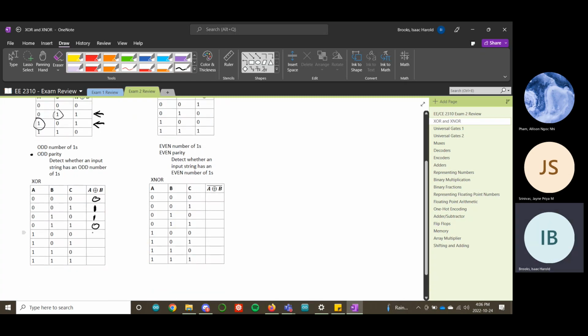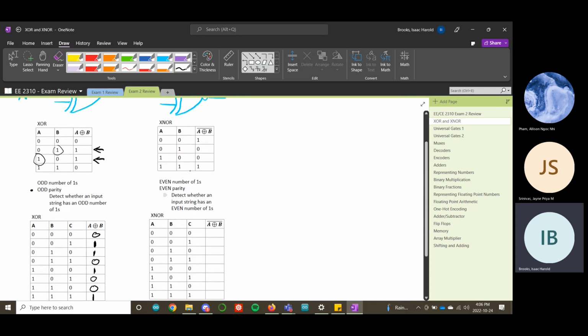Okay. 1, 0, 0, that's an odd number of 1s. So we put a 1. 1, 0, 1 is a 0, because it's an even number of 1s. Similarly, this is 0. And when we have 3 1s on the input, that's also a 1. So this is the truth table for XOR in a 3-input case. And XNOR is going to be the opposite.